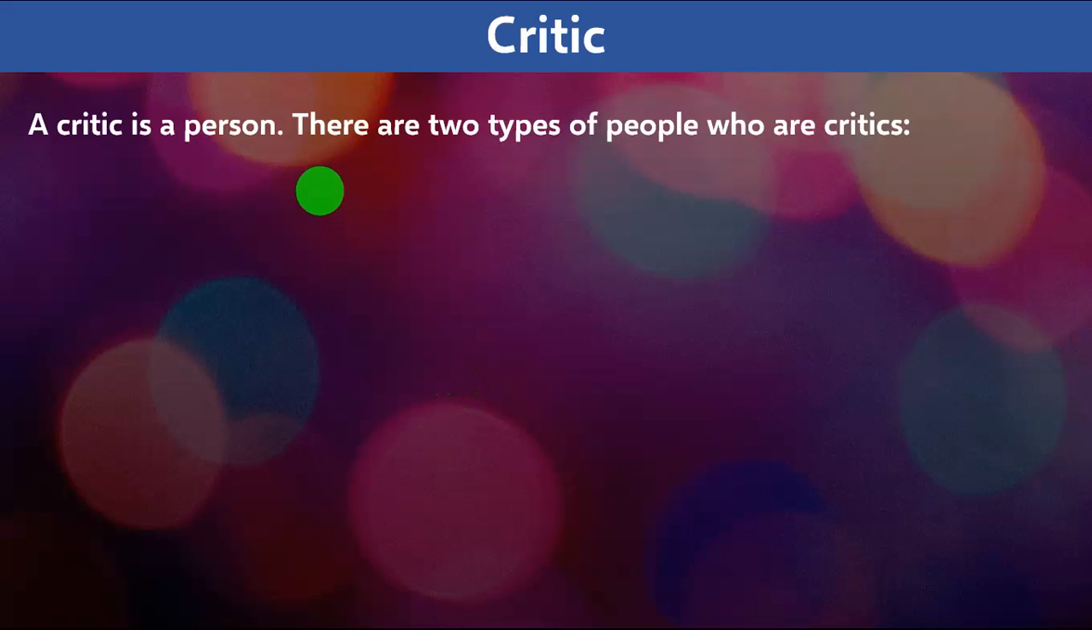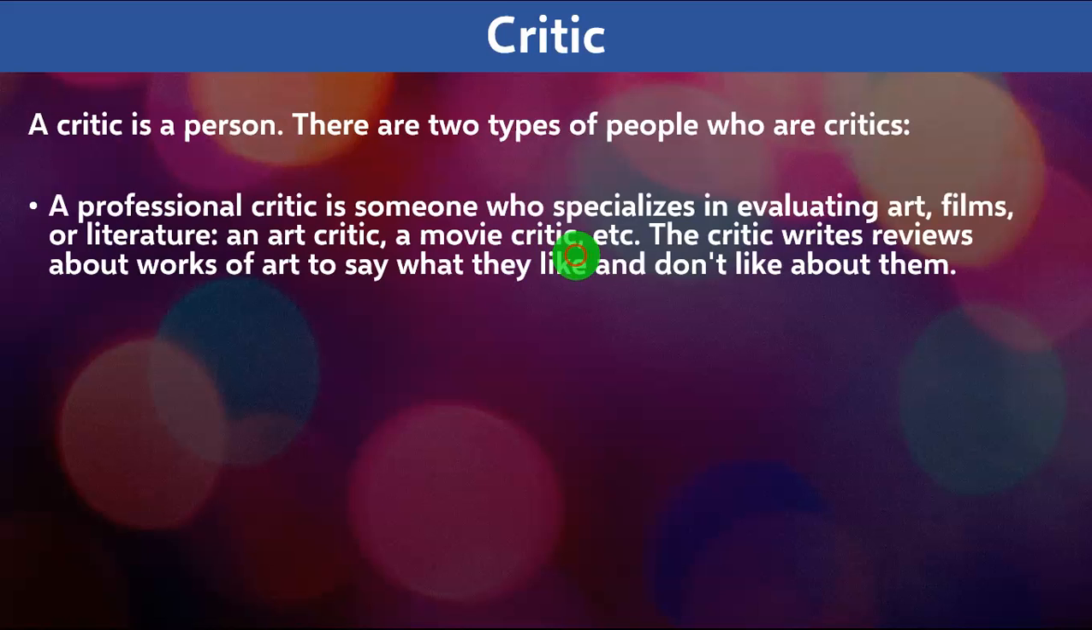Let us start with the word critic. Now a critic is a person. There are basically two types of people who are critics. The first one is a professional critic. A professional critic is someone who specializes in evaluating art, films, or literature. He could be an art critic or a movie critic, etc. The critic writes reviews about works of art to say what they like and don't like about them.